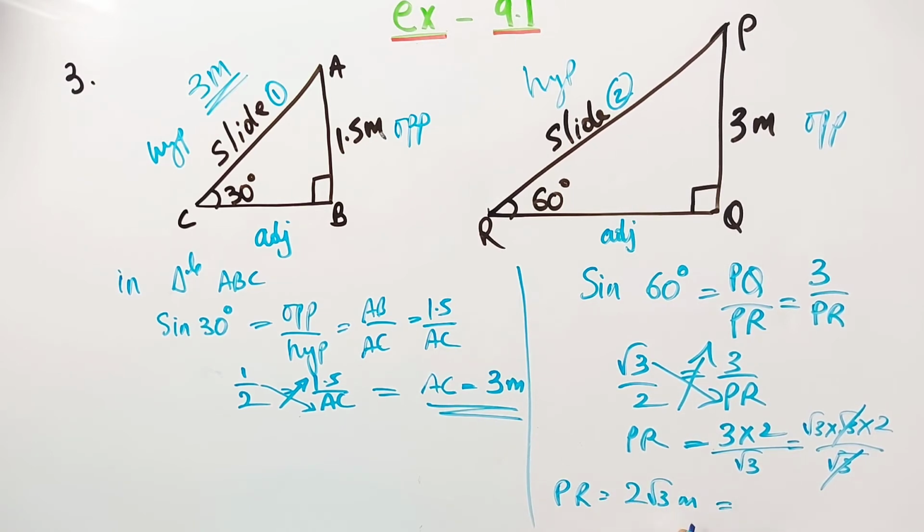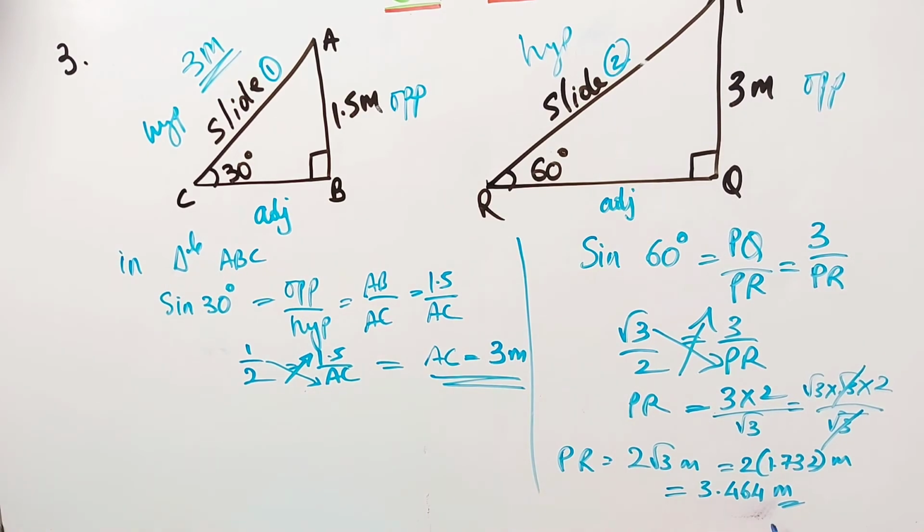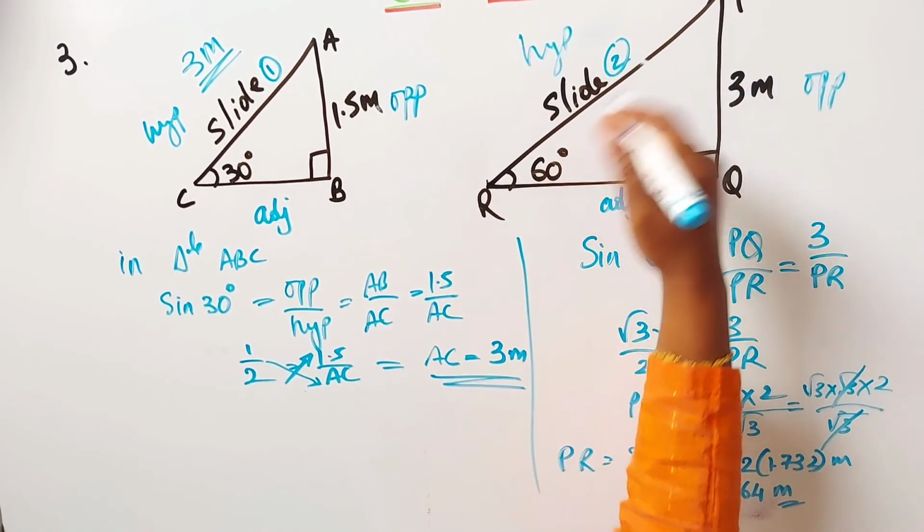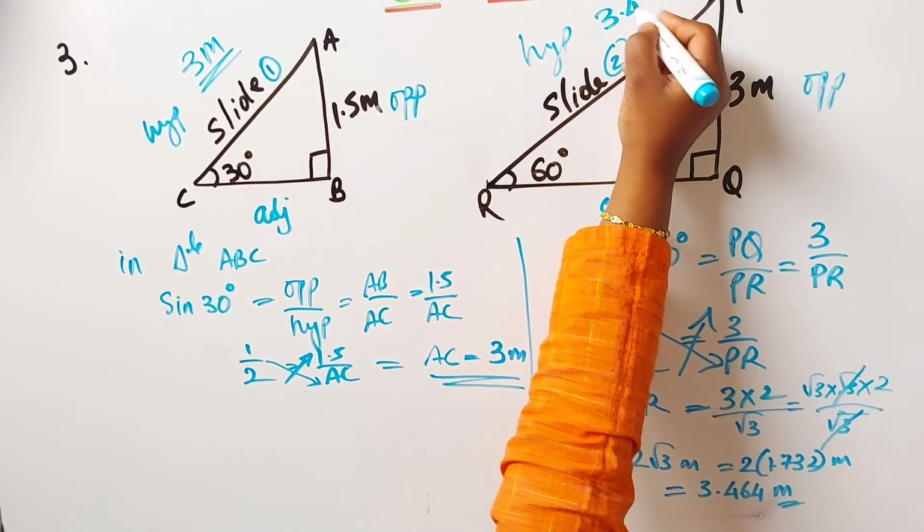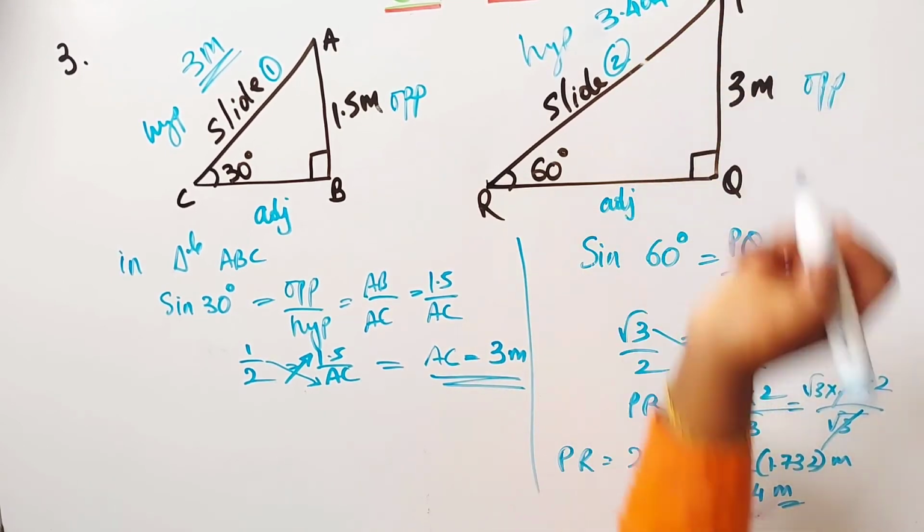You can leave the answer like this. Otherwise 2 into 1.732 meters, that equals 3.464 meters. So second slide length is 3.464 meters, right children?